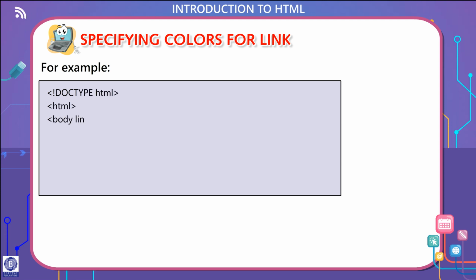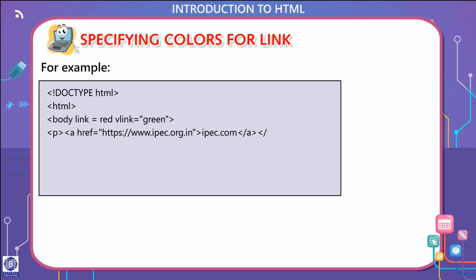For example, doctype html, body link is equal to red, vlink is equal to green in double quotes. p, a href is equal to "https://www.ipac.org.in" in double quotes, ipac.com, /a, /p.